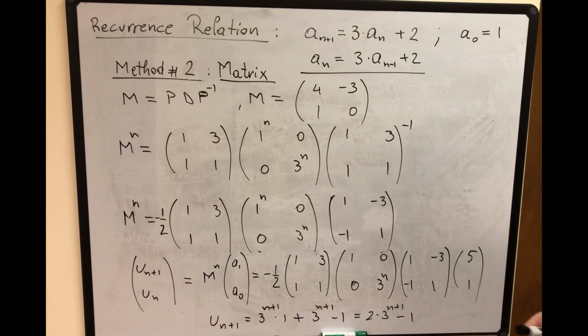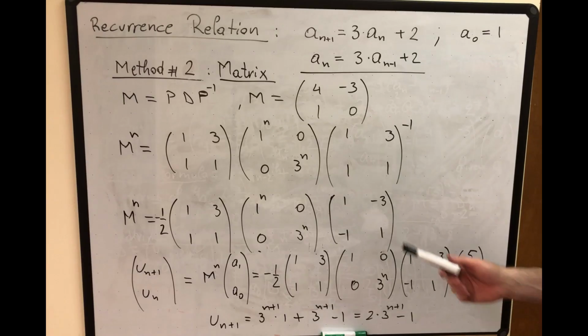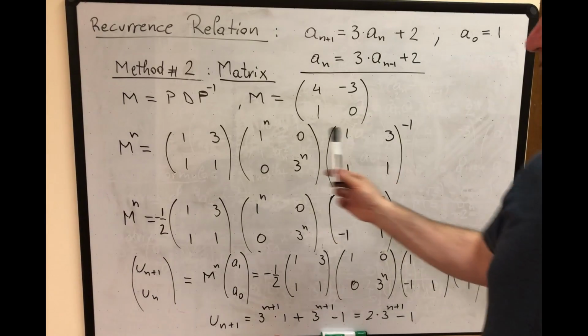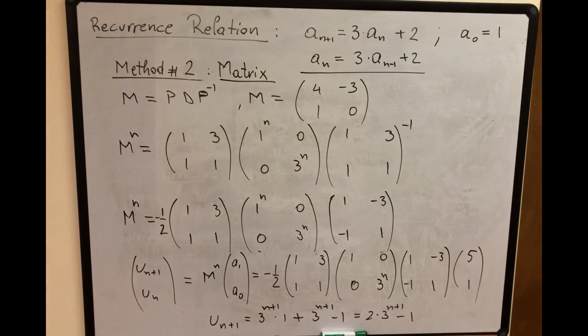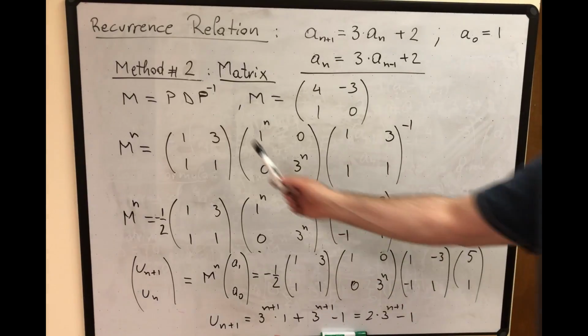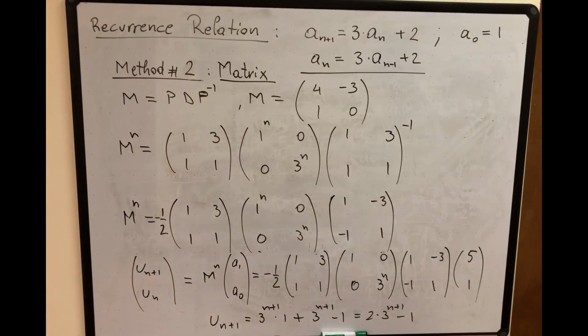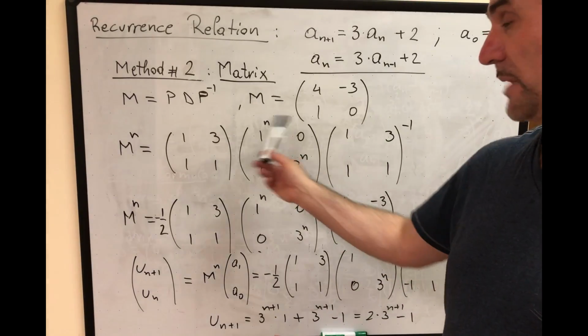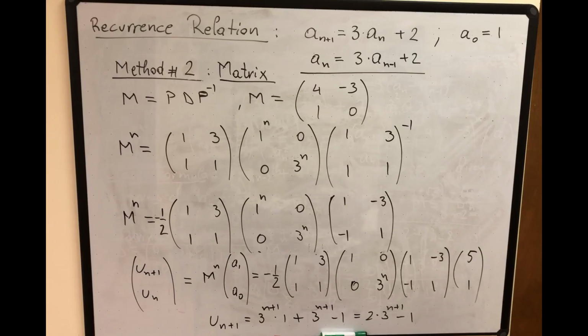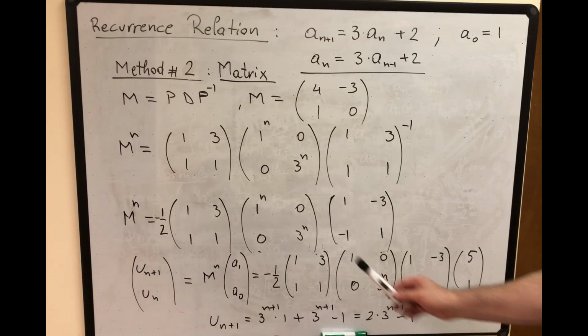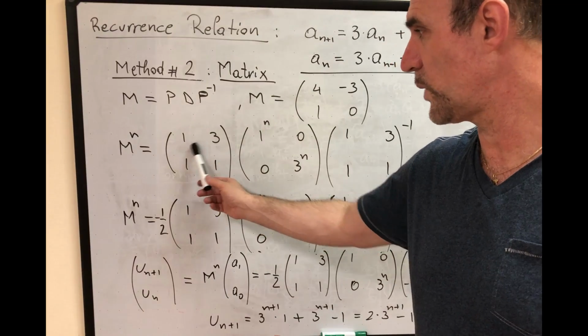Okay, let's continue with the matrix method, the second method that we are looking at for solving this recurrence relation. So the idea was, can we rewrite that matrix in this form, P times D times P to the negative 1, the inverse of that matrix, where D is a diagonal matrix. And we settled the issue that this matrix M is diagonalizable, and P turns out to be 1, 3, 1, 1.